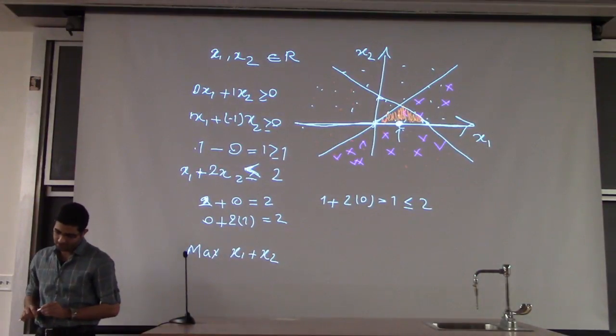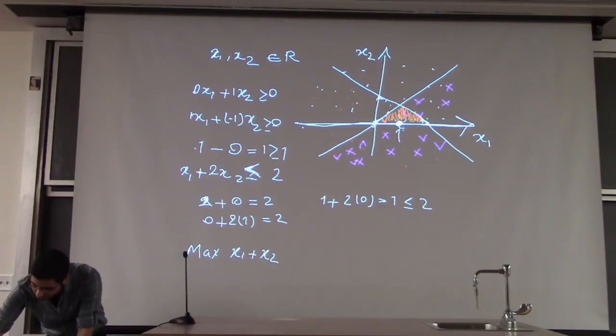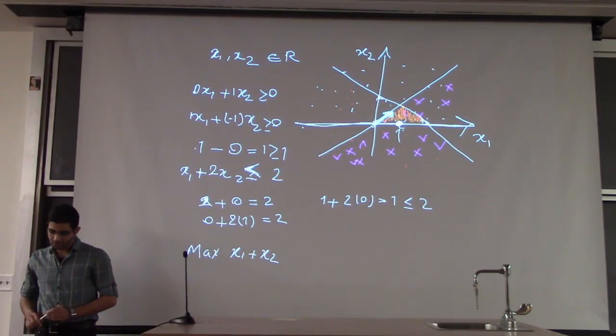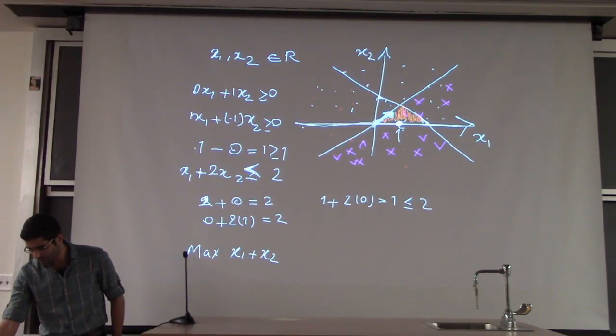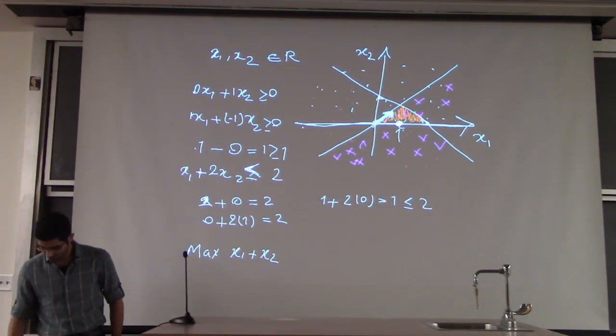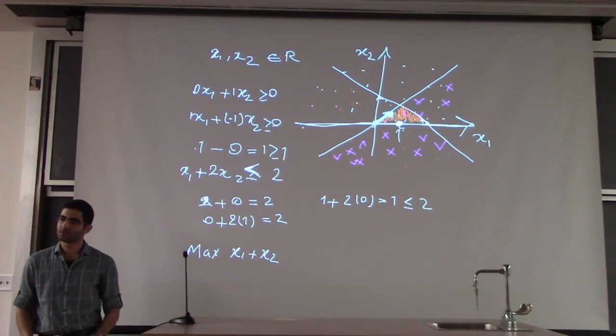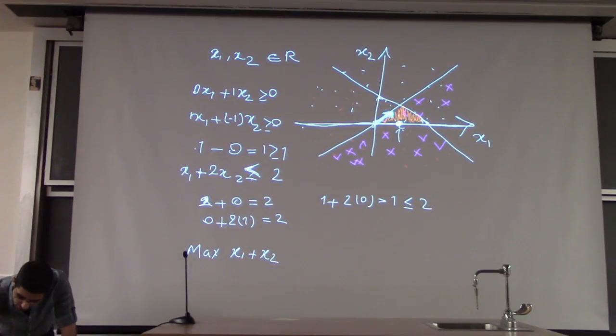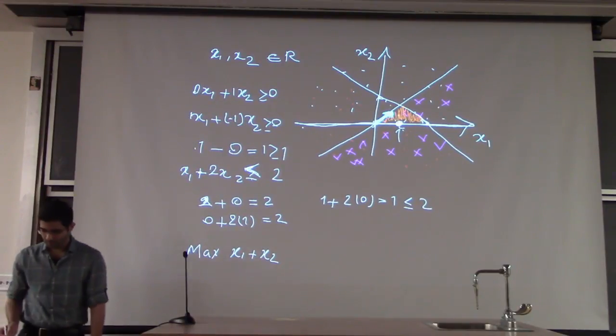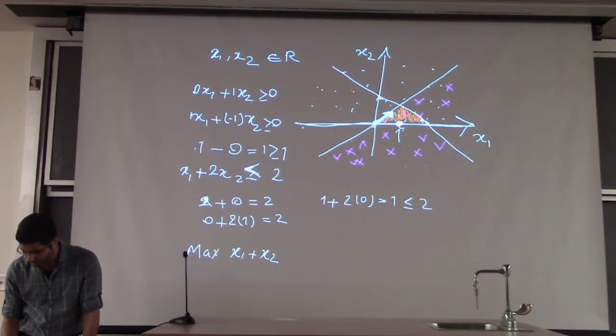So what does that mean? x1 plus x2 is a vector in this direction, right? We want to find the point in this region that maximizes the value of x1 plus x2. So you can see the vector. Let's look at the normal of this vector. The normal would be this line, right?